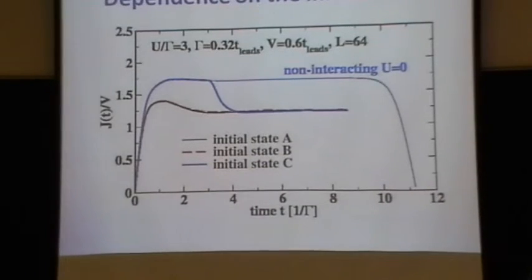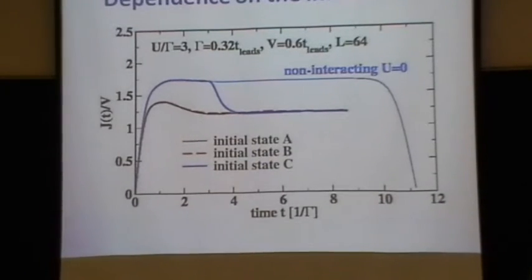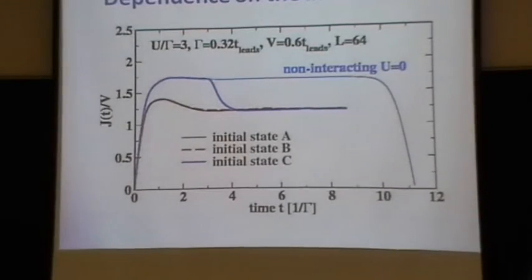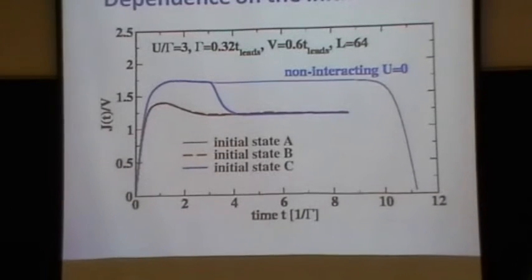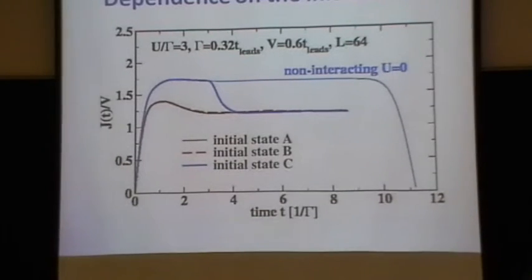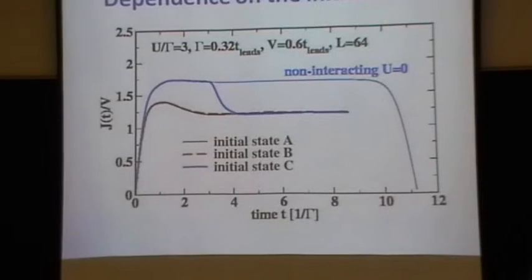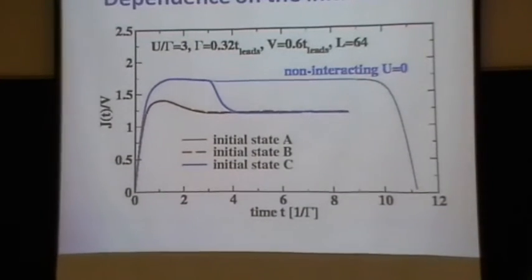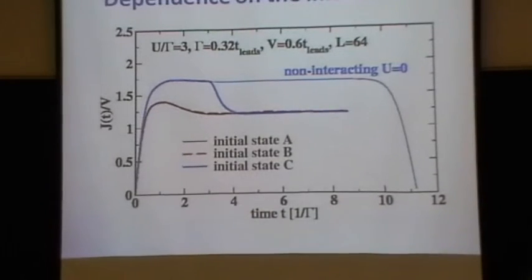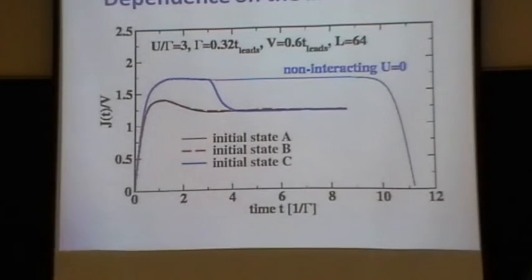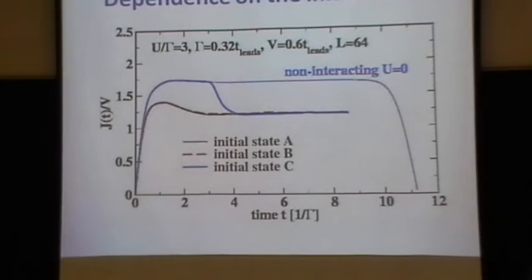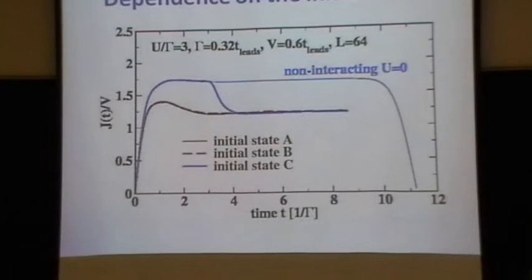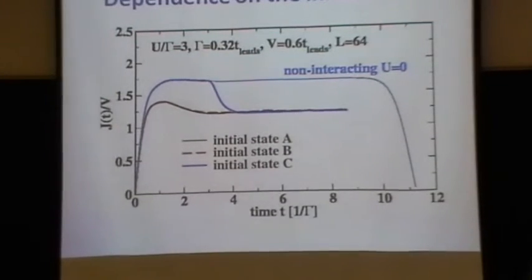So now let's look at different games that you can play. You don't necessarily have to start with the ground state. That's something that I told you at the beginning. You can start from any arbitrary state and apply a bias, and eventually you're going to reach a steady state. The question is, are there good states and bad states? Do you want to start from a nice state where you can avoid the transient, or have a shorter transient?